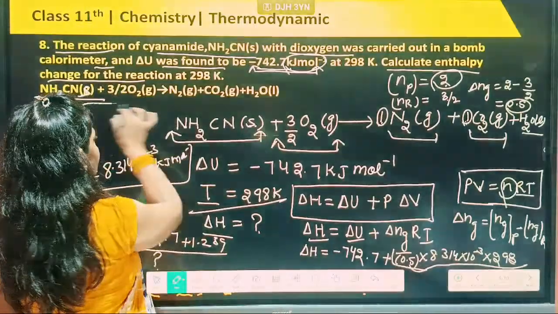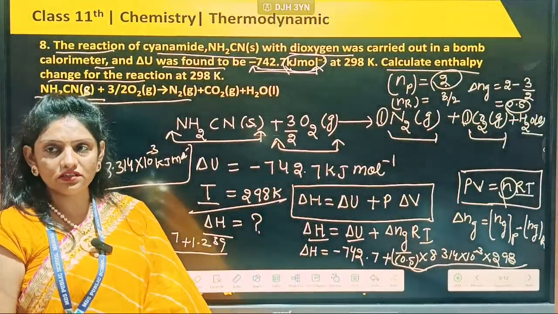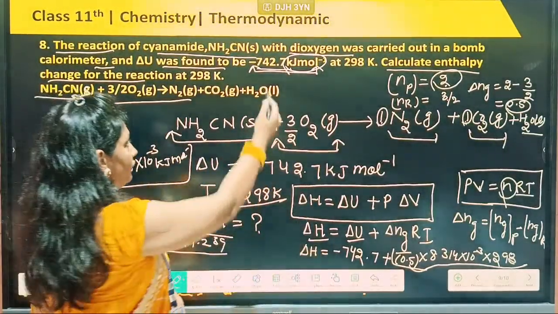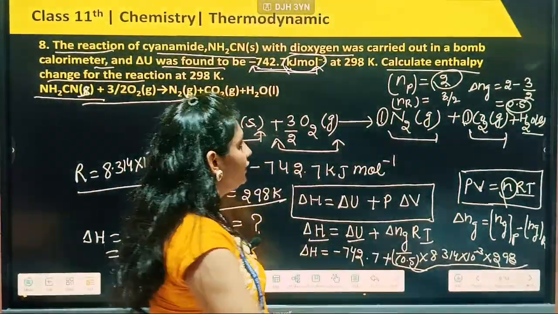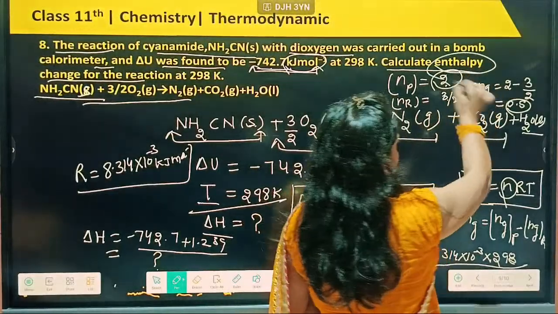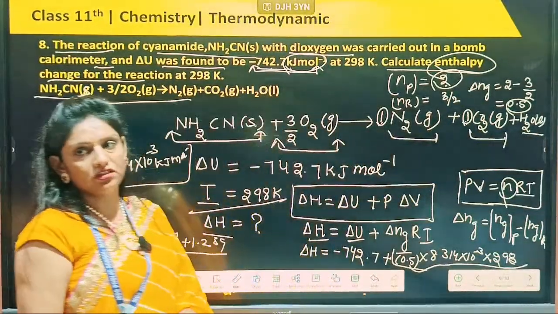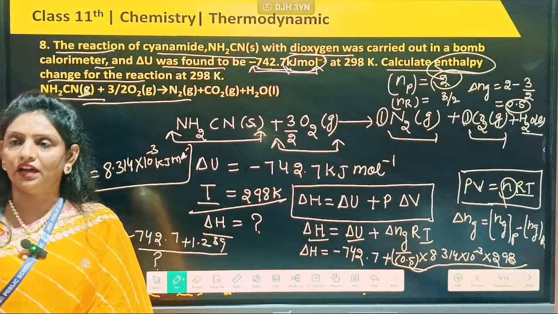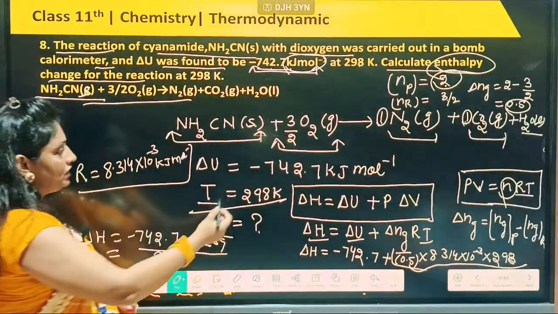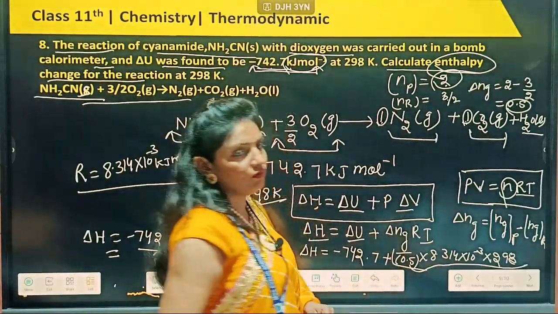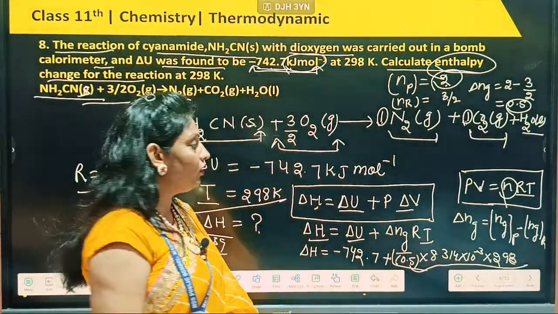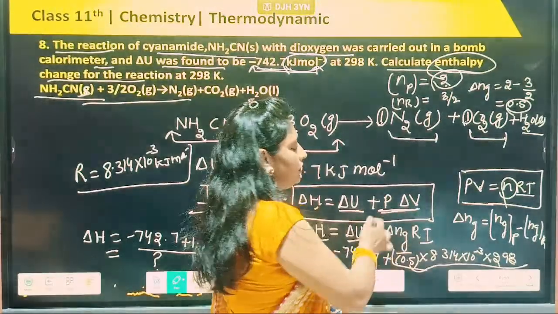Students, here the equation is given to us, and del U is given to us. Temperature is also given, and we need to calculate enthalpy change. We know one relationship between internal energy and enthalpy change. So this is the relation: del H is equal to del U plus P del V. But here volume and pressure are not given to us.